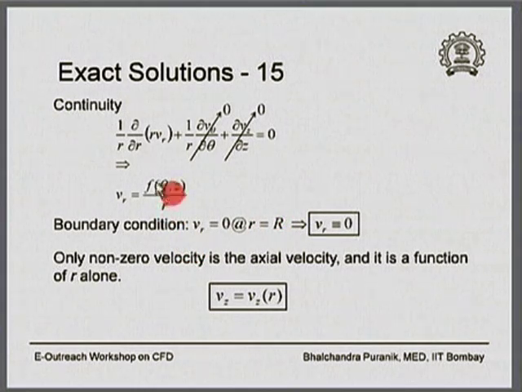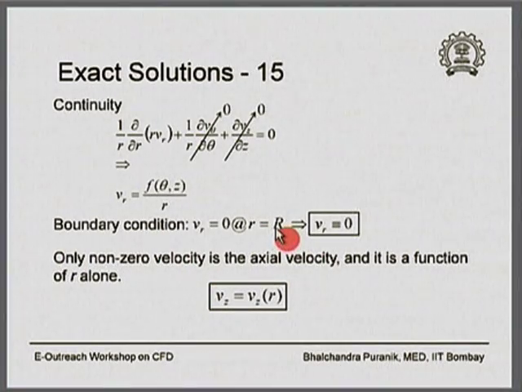Okay. So now we need to figure out, just as we did in the case of the plane channel, what should be this function. In order to do that, we employ a boundary condition on the radial velocity. In particular, what we say is that the radial velocity at r equal to capital R, which is essentially the pipe wall, is equal to 0. This is the same as v equal to 0 at y equal to 0 or y equal to h in the case of the parallel plate channel.